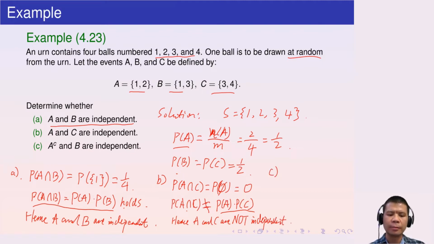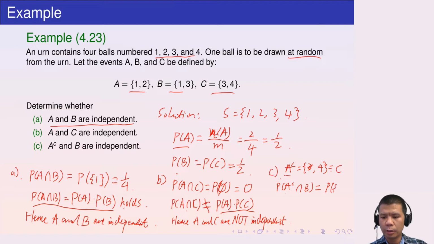And finally, C and A complement. Now, A complement equals 3 and 4, right? So therefore, which equals C, right? A complement is simply C. So what is the probability of A complement intersect B? We see that the common part here is 3, which is probability 1/4.